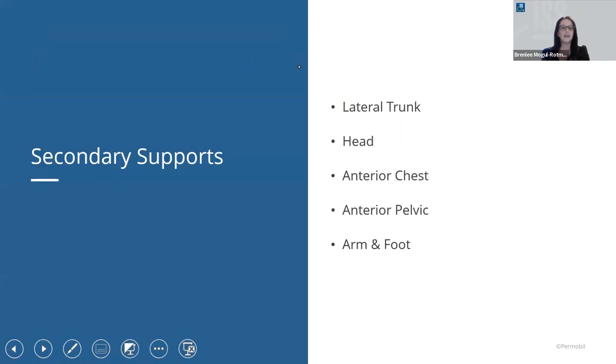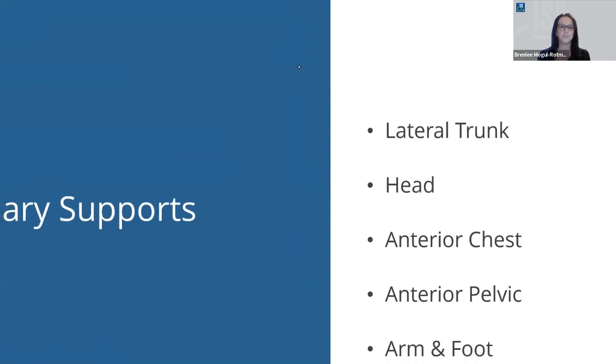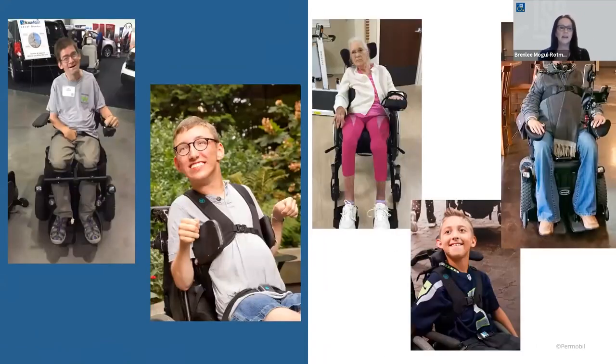And then don't forget about secondary supports. These really can be essential components to the entire seating system and can assist in providing more support, more stability, and positioning for function. And secondary supports are available and should be considered for every body portion of the client's body in that seated position.